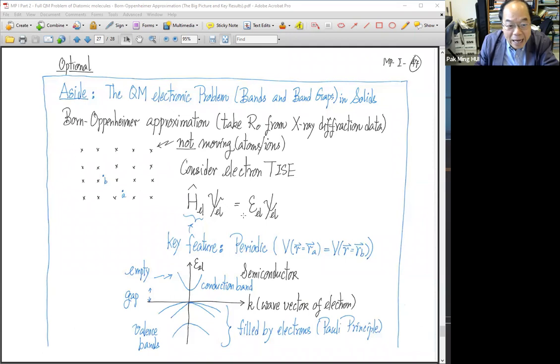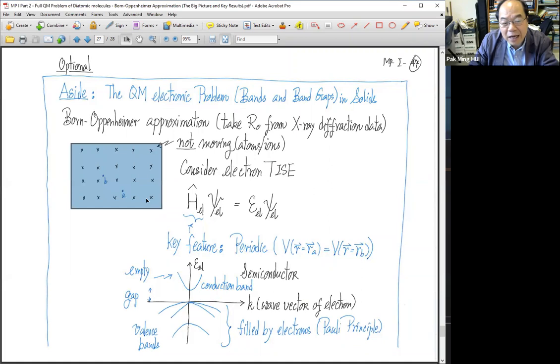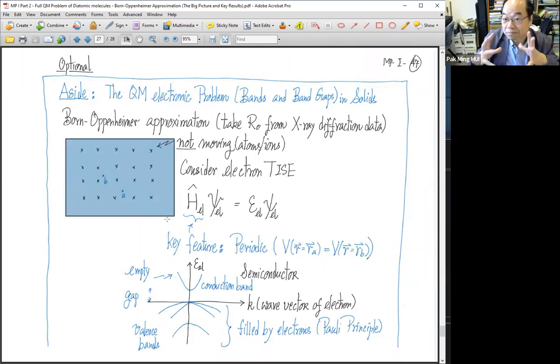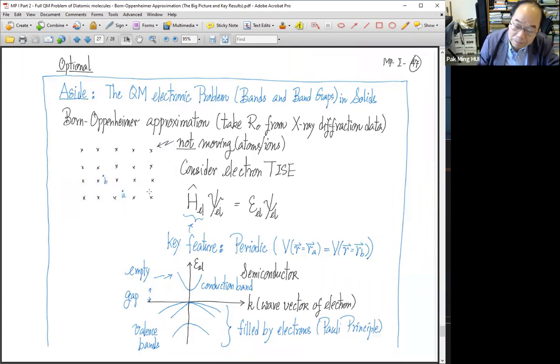Solids are atoms sitting in a regular array. So here I just depict it as a square lattice. Of course, they are 3D things, harder to draw. So the crosses now mean, for example, the ions, sodium, so the core without one electron. Then the extra electrons can be wandering around in this piece of solid. How to treat this problem?